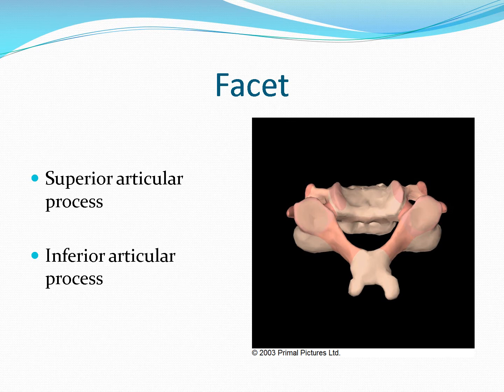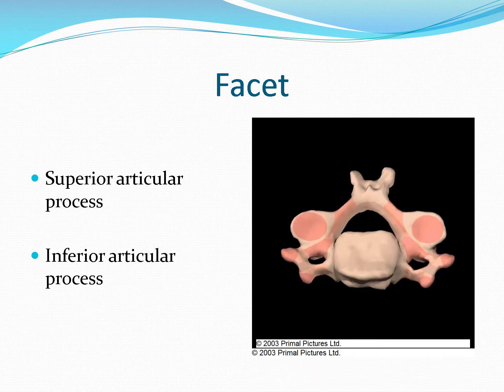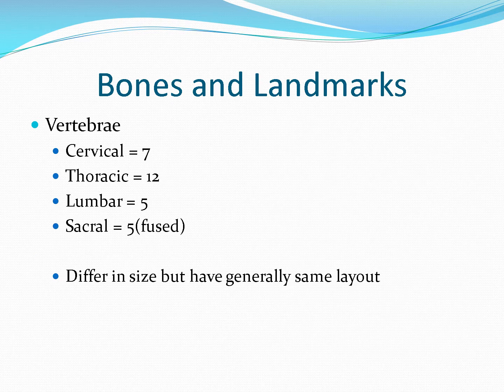All right, so here we can see the superior articular process and the inferior articular process. The inferior obviously is the one that's positioned towards the ground, the superior towards an upward position. Within the vertebrae, just a reminder, there are 7 cervical, 12 thoracic, 5 lumbar, and the sacral area has 5 as well, but they're fused. Now, in general, we would expect these all to look very similar to each other.